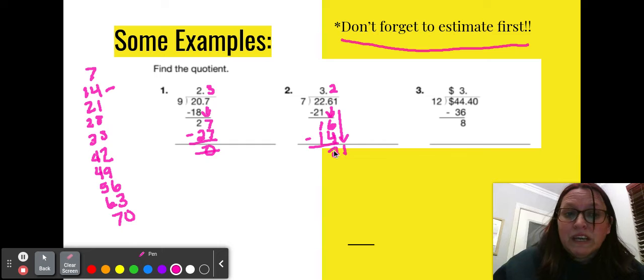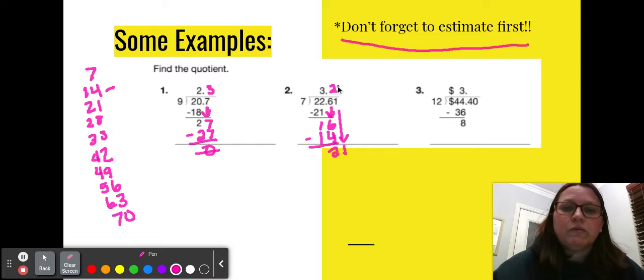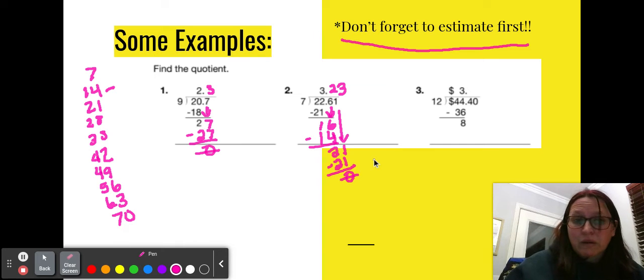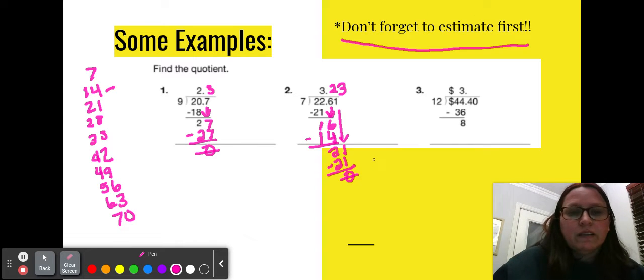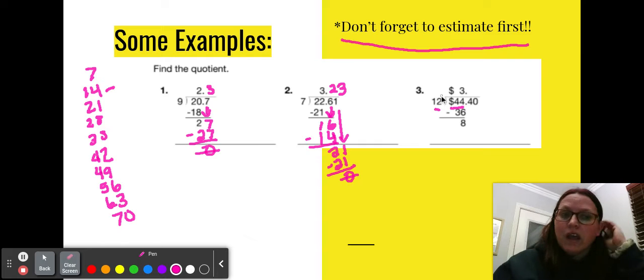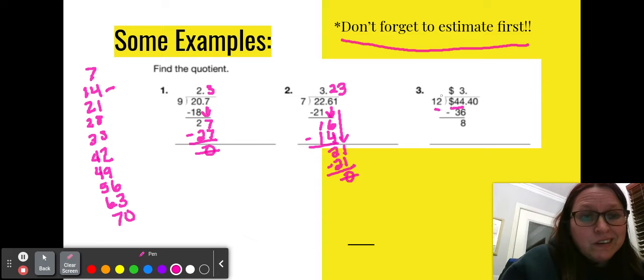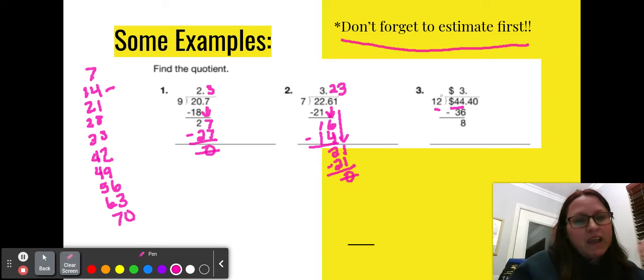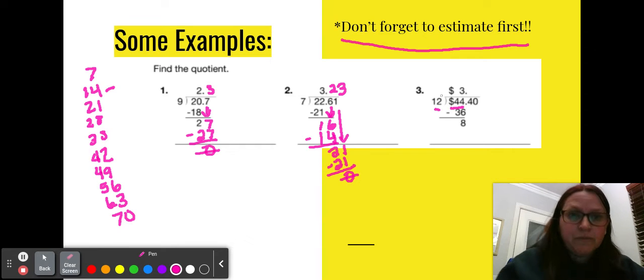7 goes into 21 evenly, so 7 goes into 21 3 times. 3 times 7 is 21. 21 minus 21 is 0, so I do not have a remainder at this point. Let's look at number 3. First, let me estimate. I know that 12 goes into 48 4 times, and 48 is a lot bigger than 44, and 12 goes into 36 3 times. So I know my answer is somewhere in the 3 point something range. It's between 3 and 4.